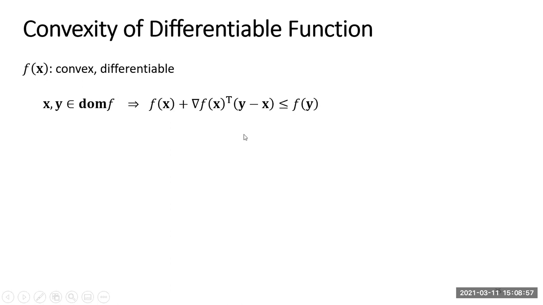Okay. Convexity of a differentiable function. We looked at differentiable functions and we saw what the gradient was. If the function is differentiable, then we have its gradient. So f of x is a convex differentiable function. That means that if it's convex, then this must hold good: f of x plus del f of x transpose times y minus x must be less than or equal to f of y, given any two points x, y in the domain.